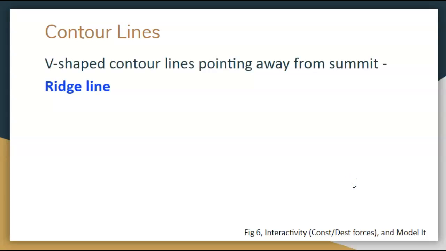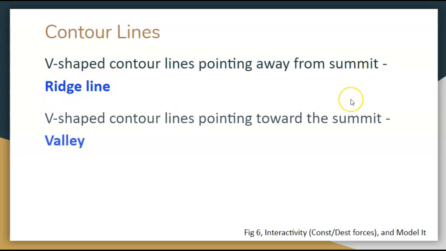V-shaped contour lines pointing away from the summit. This is called a ridge line. V-shaped contour lines pointing toward the summit represent a valley. So the two differences, make sure that you understand the differences here, okay? Pointing away from the summit, ridge line. Pointing toward the summit, valley.